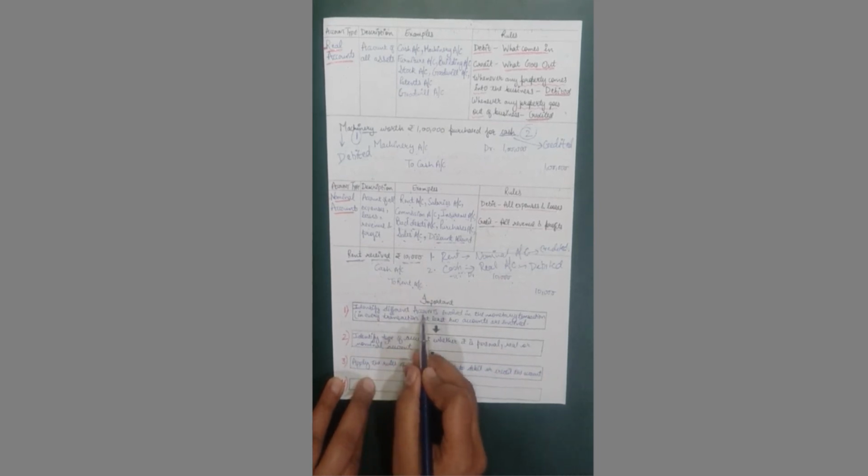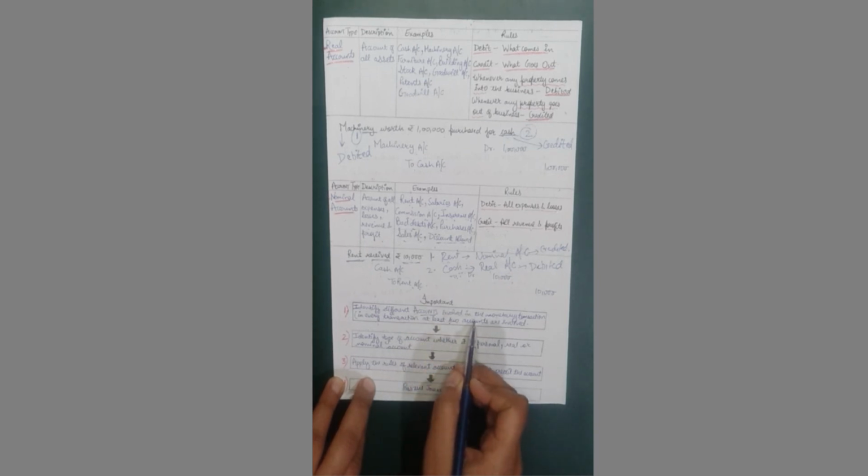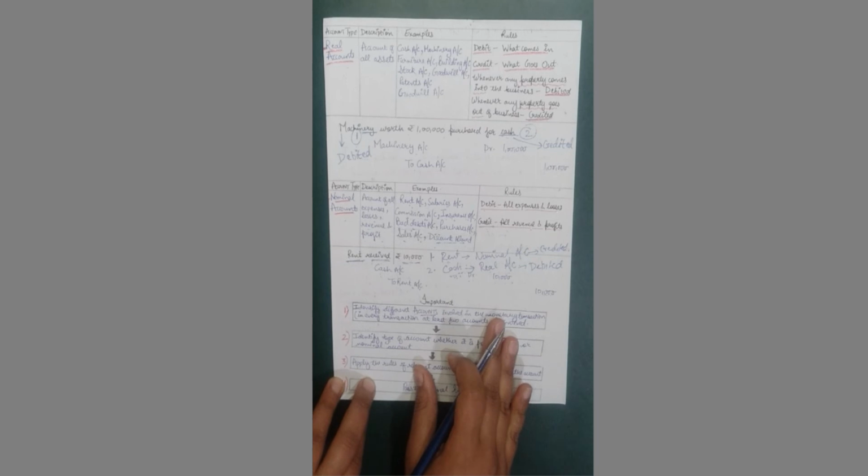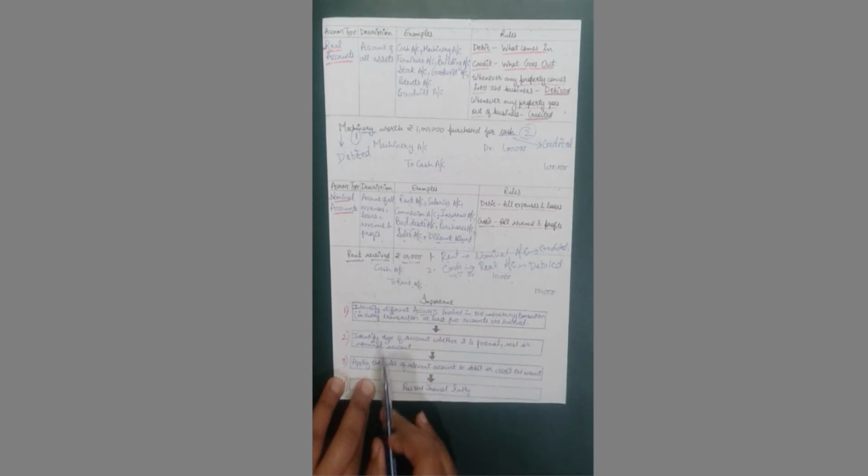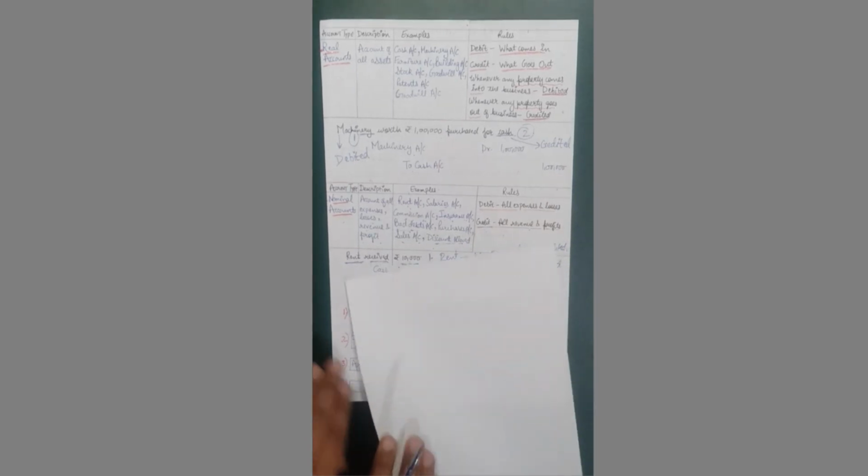So identify the accounts which are involved in the monetary transaction. There will be either two or three accounts, at least two accounts will be impacted. Then after knowing the accounts, identify the type of each account, apply the rules of debit and credit, and then pass your journal entry. Let's understand this with the help of an example again.